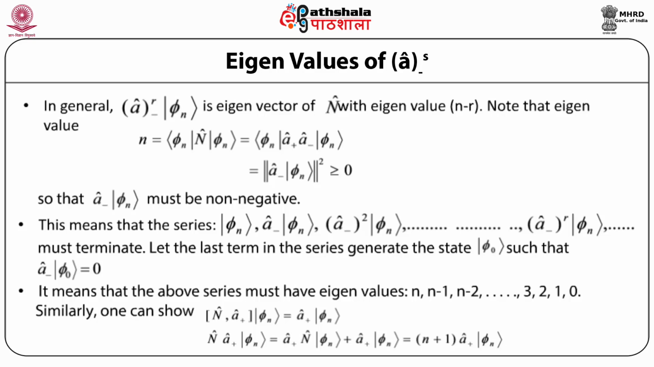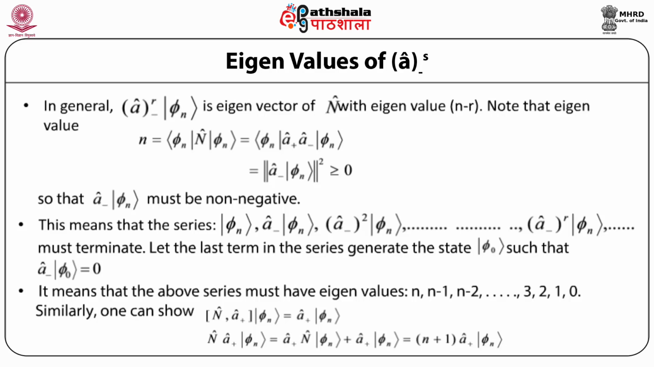What this actually means is that the above series must have eigenvalues corresponding to n, n minus 1, n minus 2, and so on, till we finally reach 0 for the lowering operator acting n times on the eigenvector phi n. Similarly, we can also derive the commutation relation between the number operator and the raising operator. This turns out to be that the commutator of the number operator and the raising operator acting on the eigenvector phi n is the raising operator a plus acting on the eigenvector phi n.